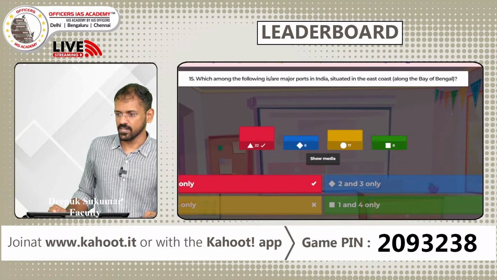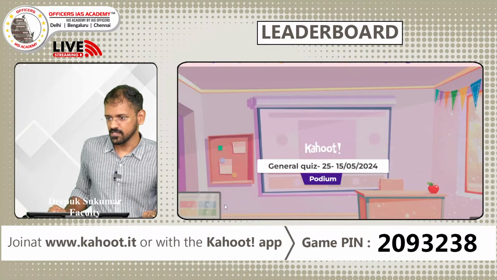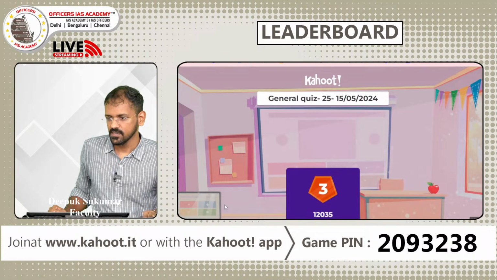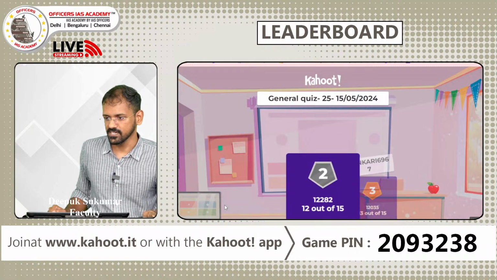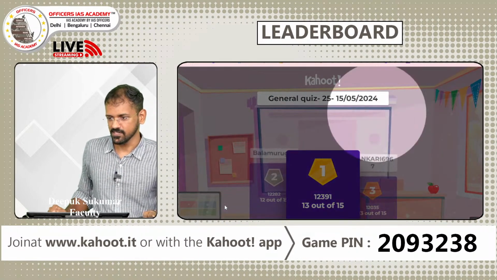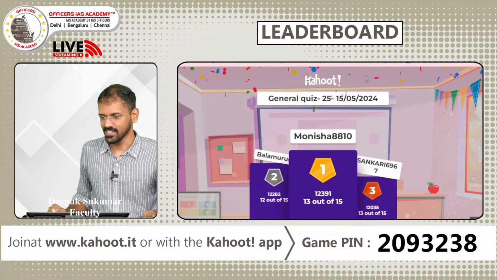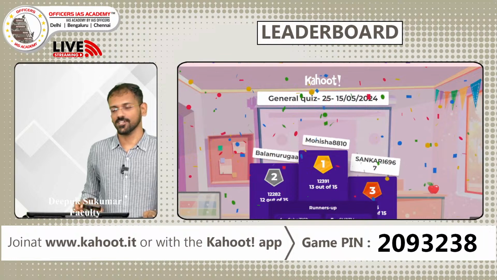Anyway, good. So let's look at the final tally, the scoreboard. Let's see who's made it. Okay, third, Shankari, fantastic, congratulations. Second is Balamurga, and first, without a doubt, I think is Monisha. Great, fantastic, congratulations.